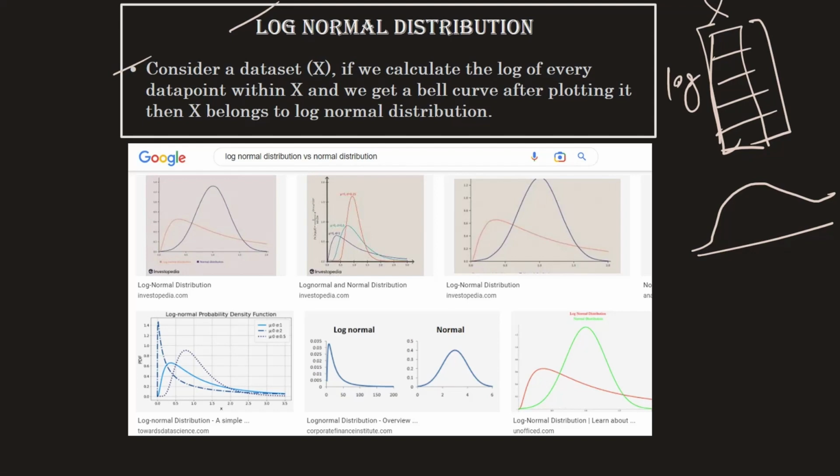This is clearer from the definition, which says: consider a data set X. If we calculate the log of every data point within X and we get a bell curve after plotting it, then X belongs to a log normal distribution. And one interesting property of a log normal distribution, if you do a Google search and compare it with a normal distribution, is that compared to a normal distribution, the log normal distribution will be skewed towards the left, which is an interesting property which makes it different from a normal distribution. So I hope that you are clear till this point.